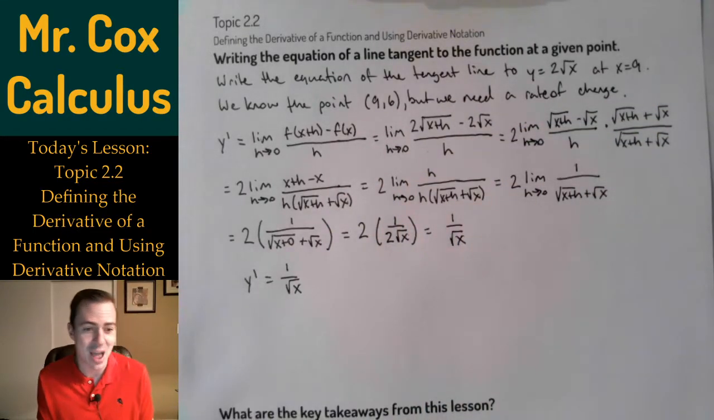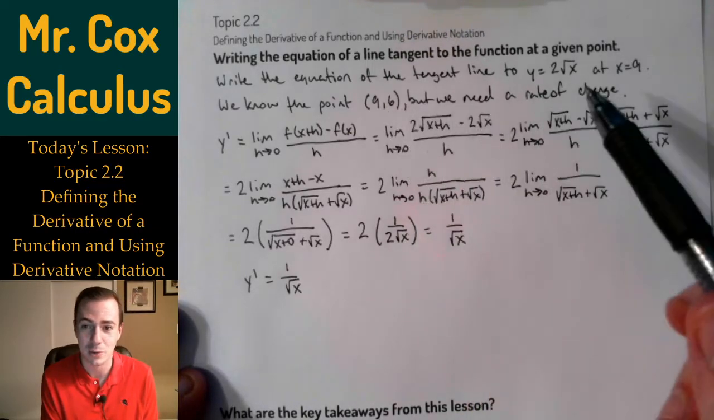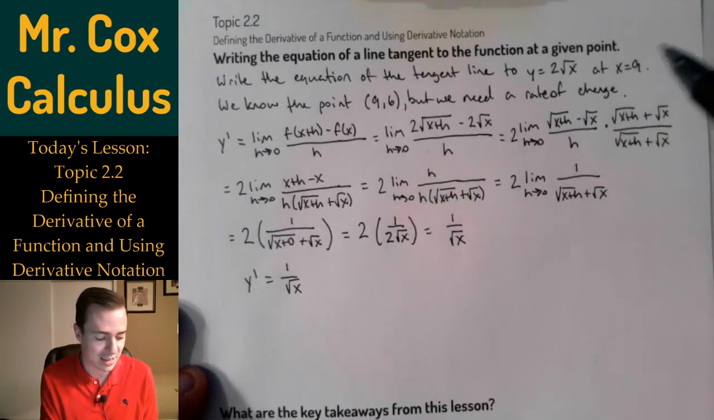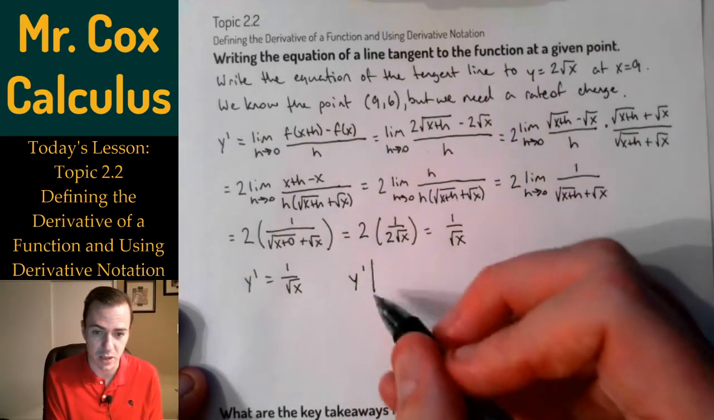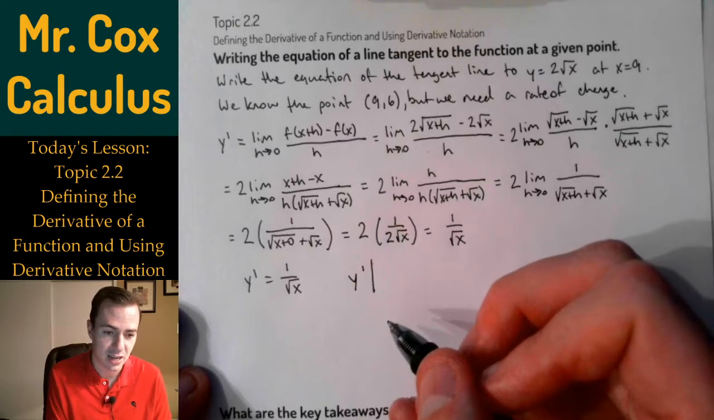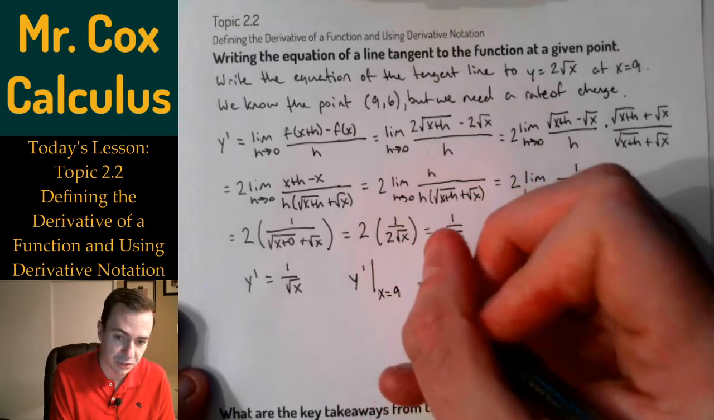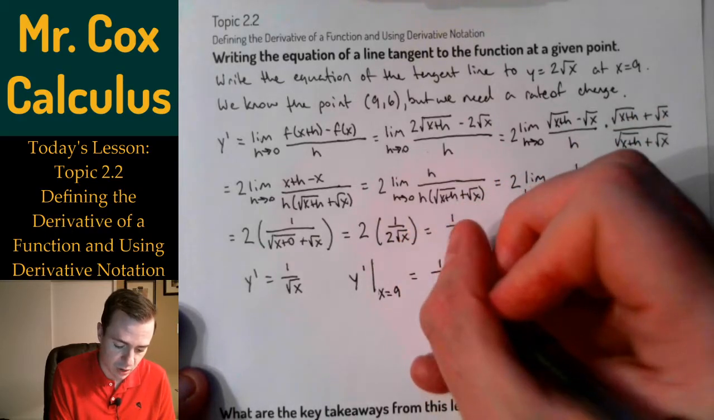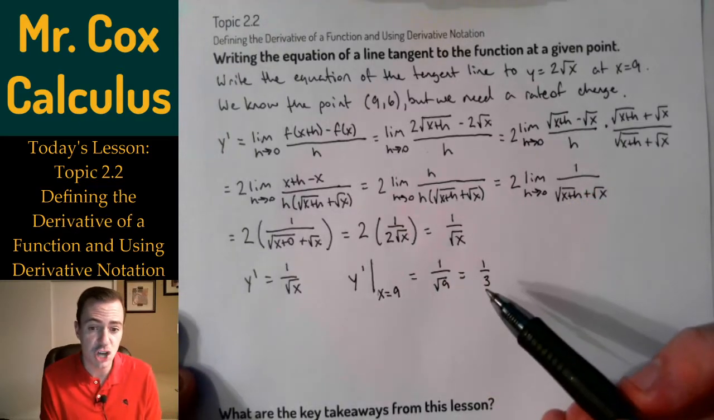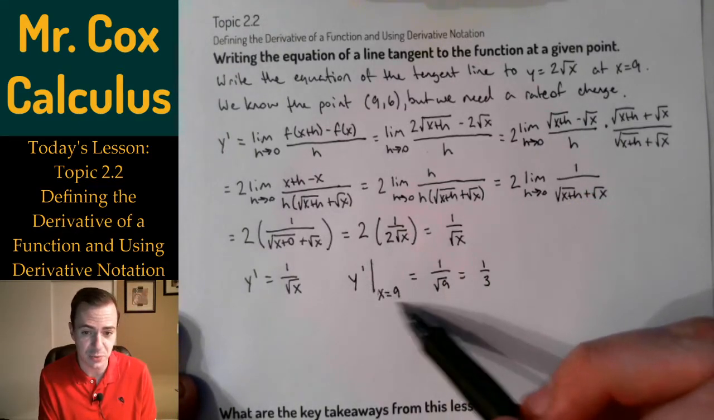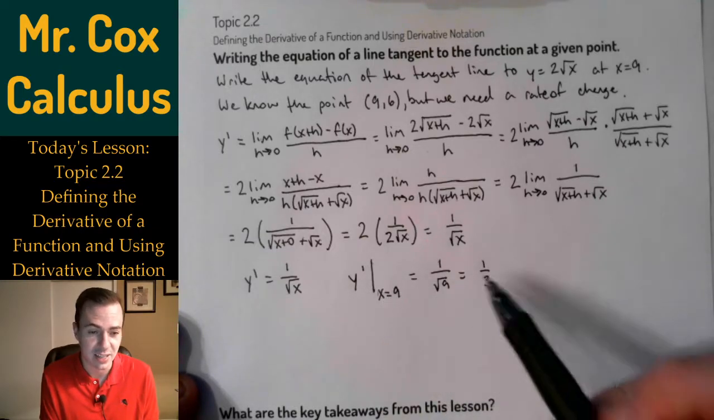Now then, going back to what we originally started with, writing the equation of a line. We had a point, we need the rate of change at x equals 9. So let's evaluate y prime, and this little vertical line is going to be the notation to say we're evaluating it at x equals 9, is going to be 1 over the square root of 9, or 1/3. So the rate of change at x equals 9, and that's what this right here is saying, the rate of change of y at x equals 9 is 1/3.